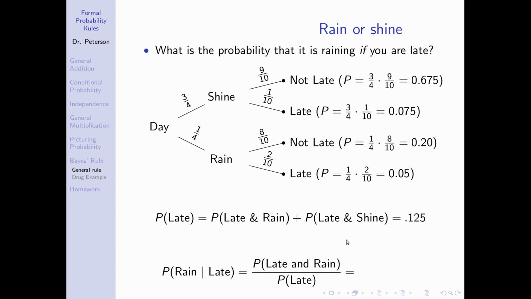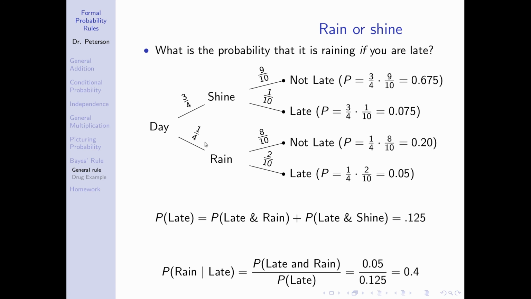This means we need to take the probability that it is both late and it is raining here, divided by the probability that you are late. So 0.05 divided by 0.125. You can think about this in simplified terms as if out of 1,000 times showing up to work, you are late 125 of them. 50 of those times it will have been raining. We divide that and get 40%.